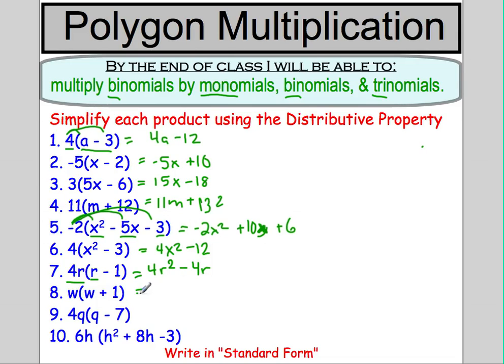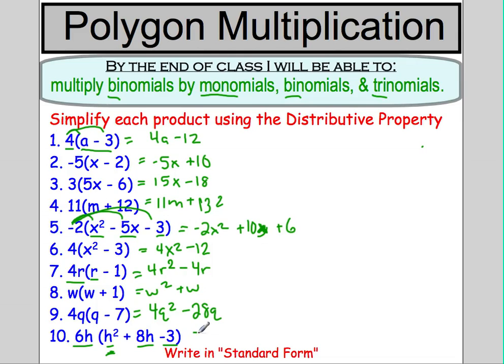w times w gives you w squared. w times 1 is just w. 4q times q is 4q squared. 4q times negative 7 is negative 28q. This will be a little bit more complicated. We have a monomial times a trinomial, and there's a squared term. Oh boy.